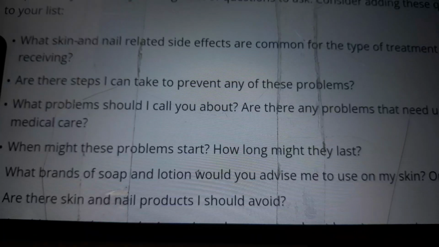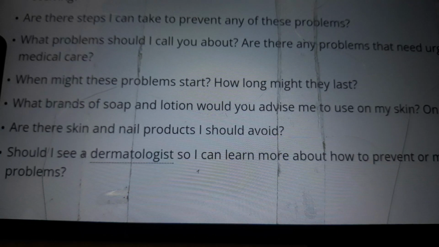Talking with your healthcare team about skin and nail changes. Prepare for your visit by making a list of questions to ask. Consider adding these questions to your list. What skin and nail related side effects are common for the type of treatment I'm receiving? Are there steps that I can take to prevent any of these problems? What problems should I call you about? Are there any problems that need urgent medical care?